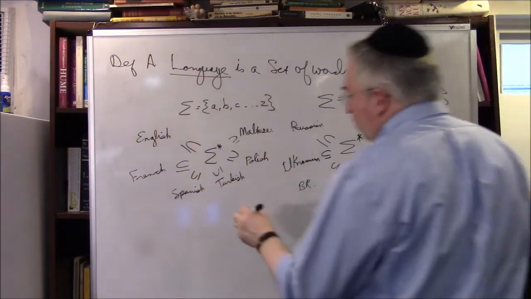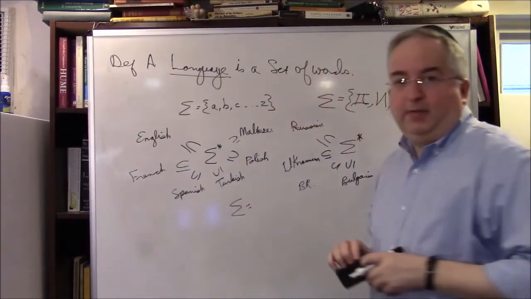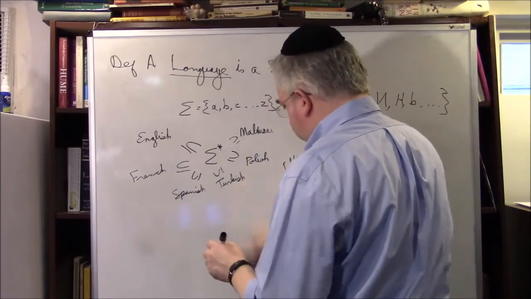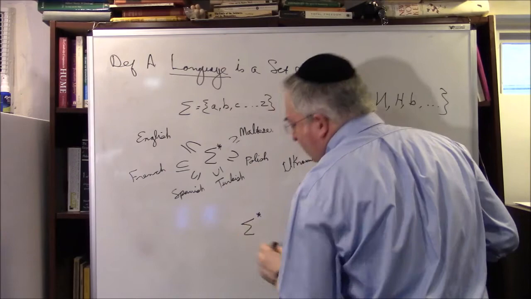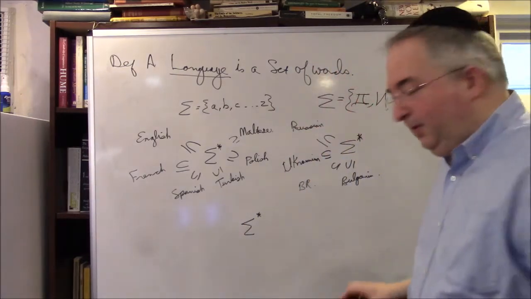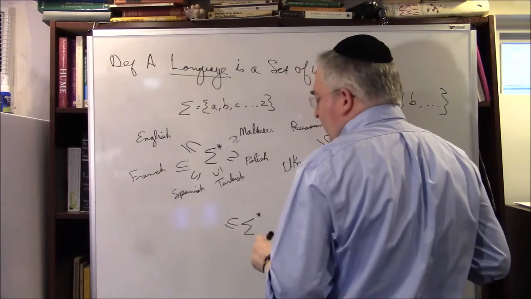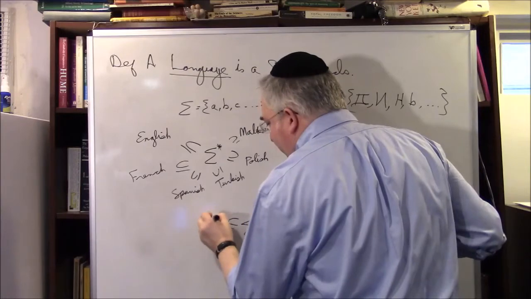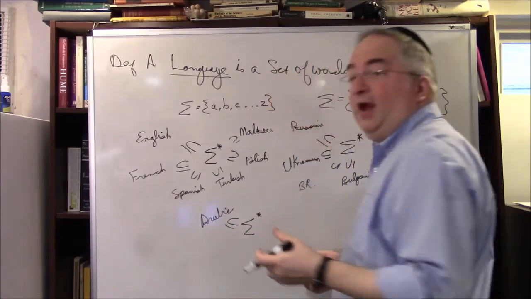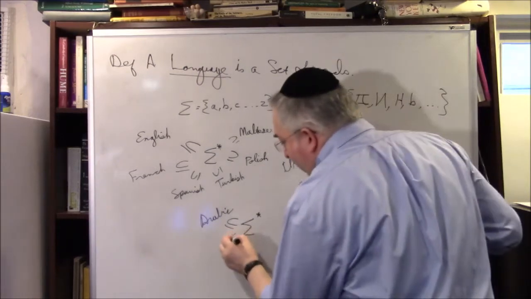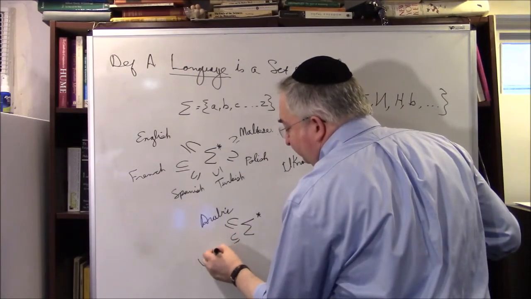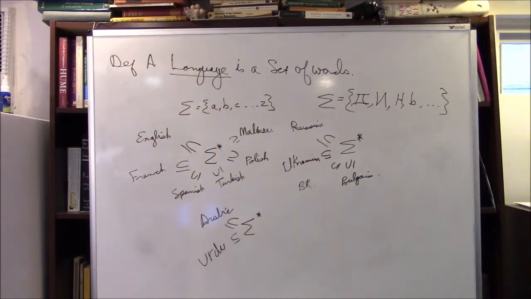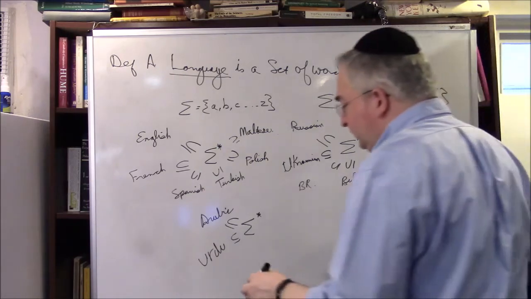Okay, let's do one more. The Arabic alphabet. I'm not going to write it because I don't know it. So you could talk about the set of all words in Arabic letters, and then you could talk about Arabic. Arabic obviously uses Arabic letters. And what else? Urdu. Urdu uses Arabic letters. Okay, what else?